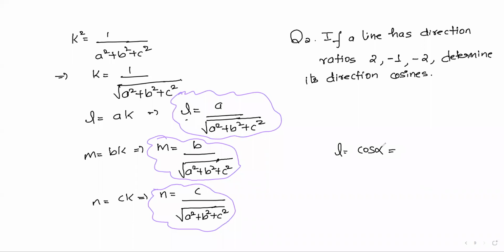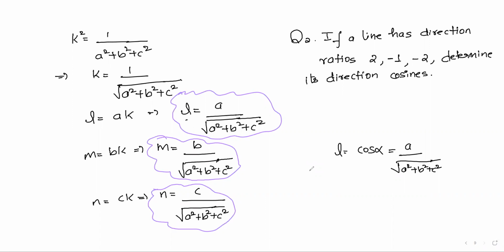L is equal to cos alpha is equal to a by under root of a square plus b square plus c square. So they have given the direction ratios. Use these in the formula. Good. I'm not sure who has given this answer. Fahad, if it is you, then it's fine. Answer is correct. Okay, Fahad.